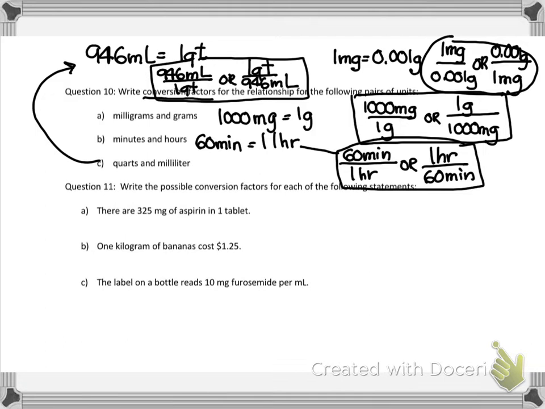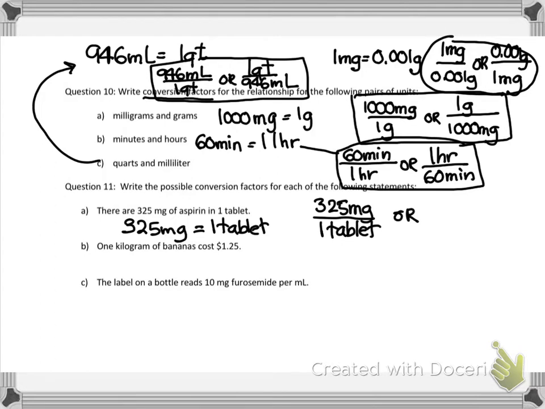This says, write the possible conversion factors for each of the following statements. So these are statements that tell us things that are equal. So the letter A says there are 325 milligrams of aspirin in 1 tablet. So I know that 325 milligrams equals 1 tablet. That's the equality that the sentence is telling me. So the conversion factor is 325 milligrams over 1 tablet. Or you could write the 1 tablet on the top, 1 tablet over 325 milligrams.